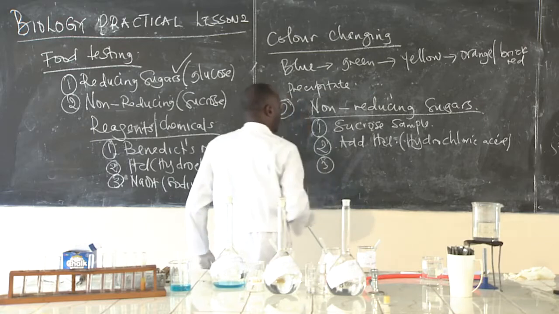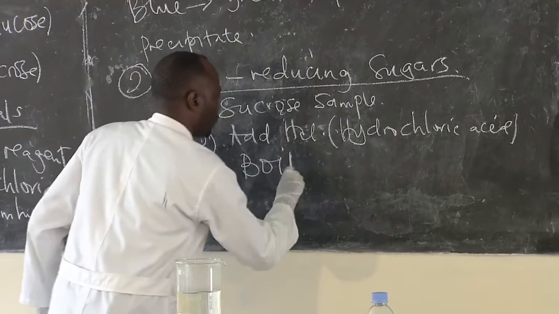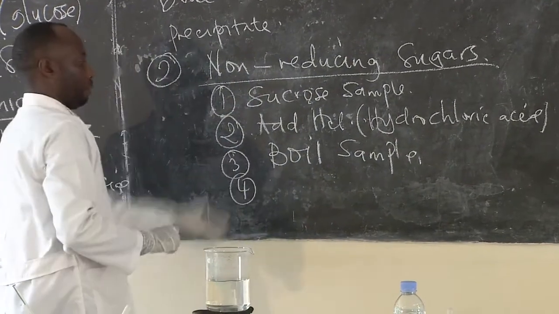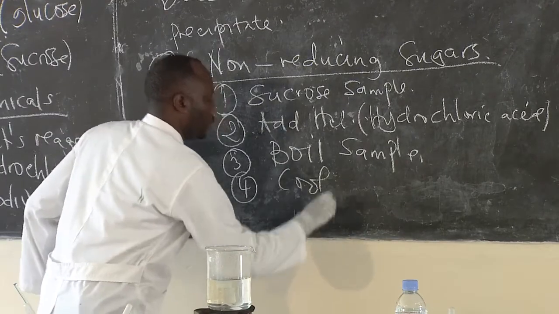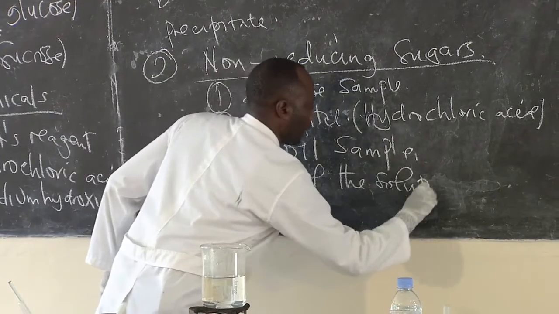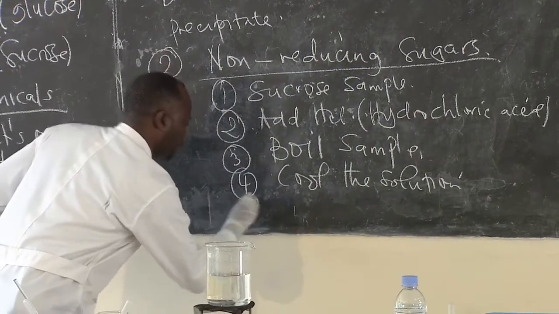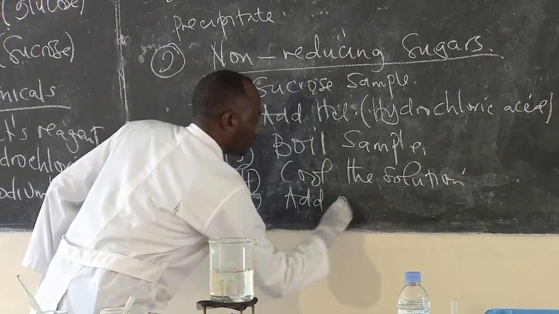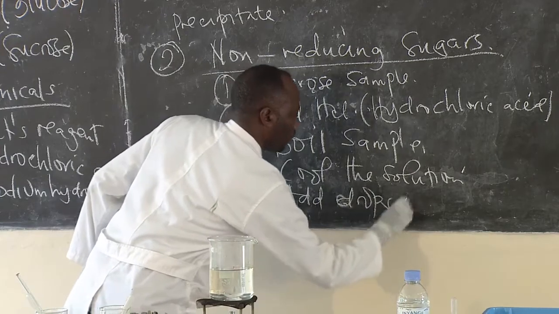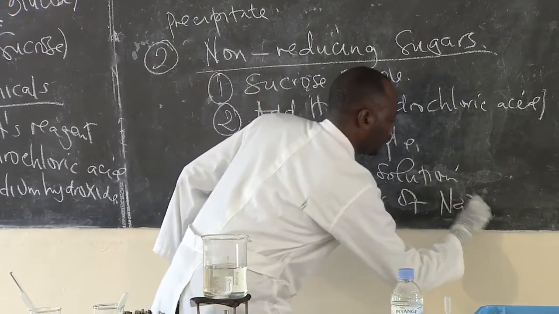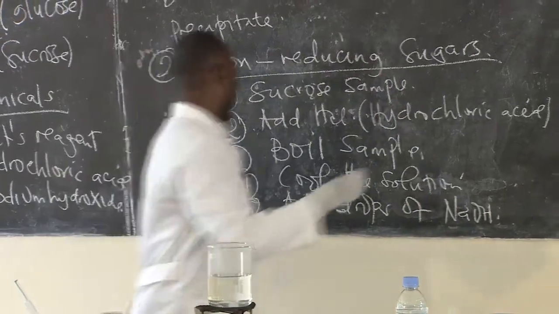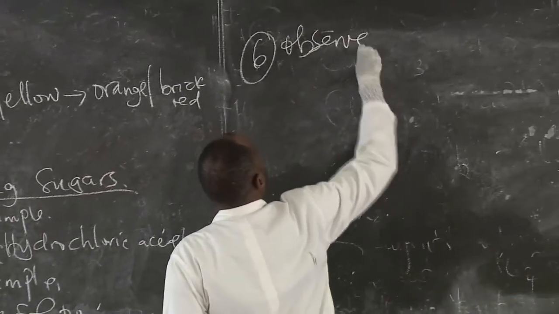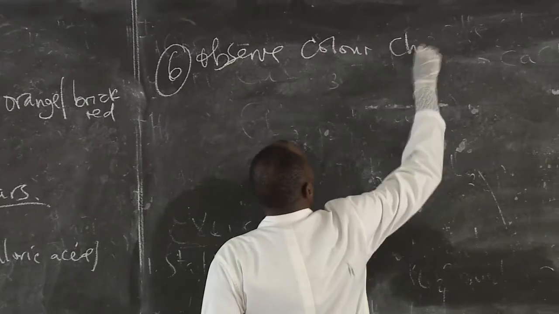Number 3, you boil the sample. Then 4, after boiling, you cool the solution. After cooling, we go to number 5. You add drops of sodium hydroxide. Now, number 6, you observe the color changing.